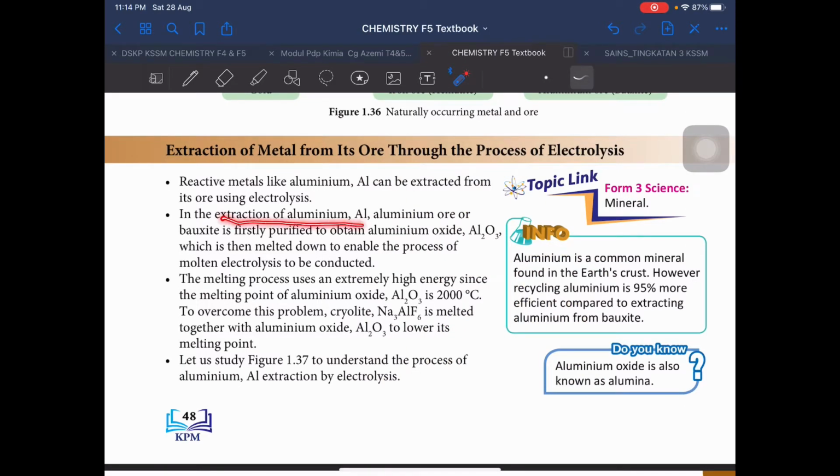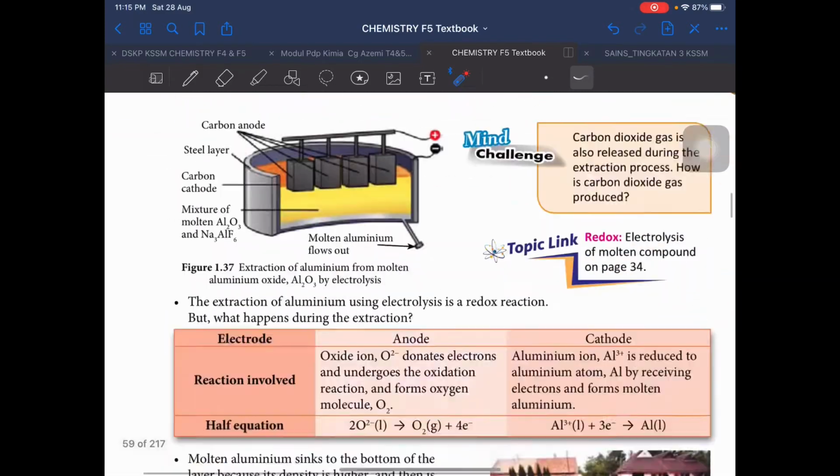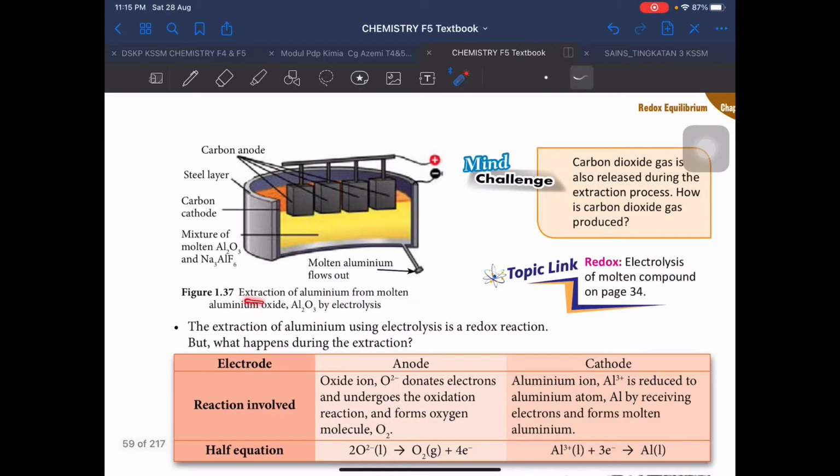In the extraction of aluminium, the ore, or we call it bauxite, is firstly purified to obtain aluminium oxide, which is then melted down. Mula-mula ditulinkan dulu, and then dileburkan to enable the process of molten electrolysis to be conducted. So this is the process: extraction of aluminium from molten aluminium oxide by electrolysis.